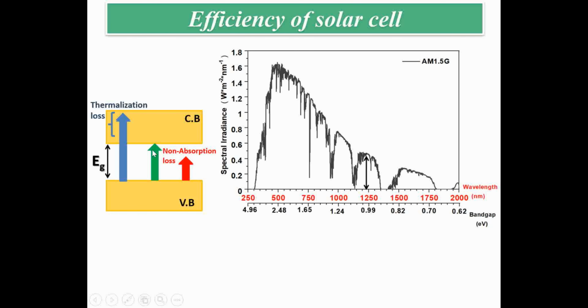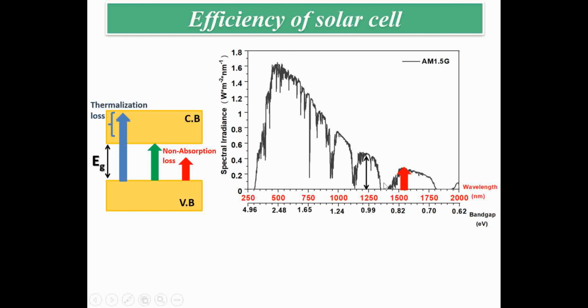Suppose the photon has an energy less than this band gap, or a higher wavelength, so 1500 nanometers or even higher, meaning less energy than this particular band gap. What will happen? This photon cannot make a transition of an electron from the valence band to the conduction band. So this photon is non-absorbed. All these photons below 1 electron volt, or of higher wavelength, just pass through; they are not absorbed.